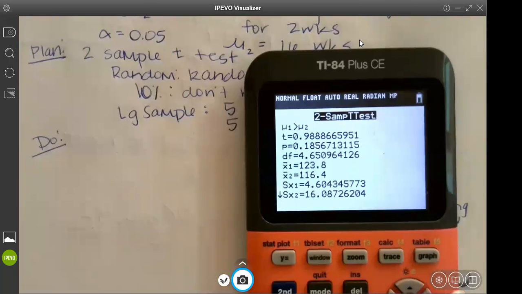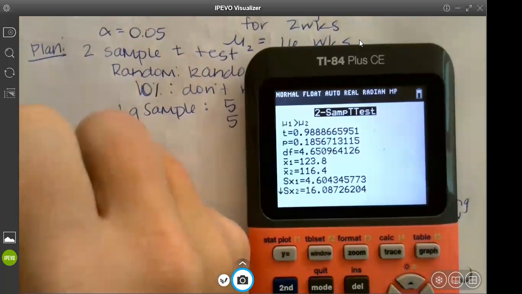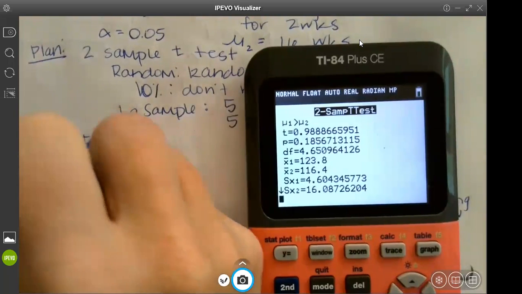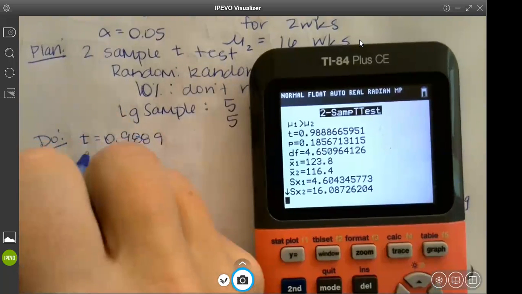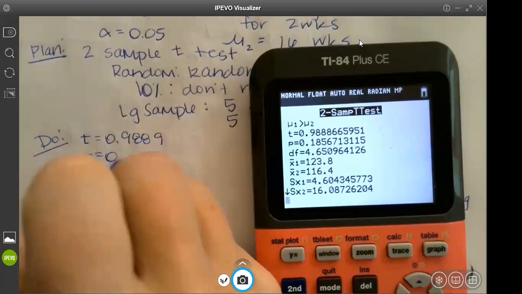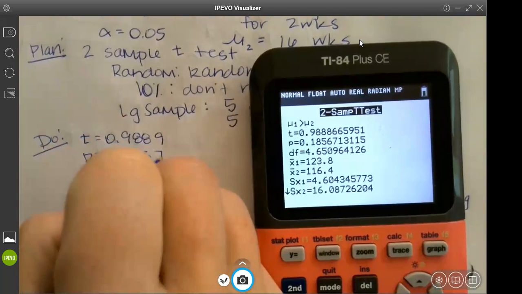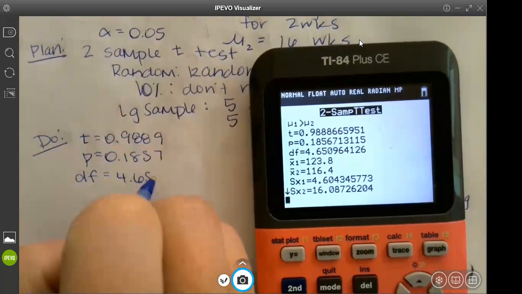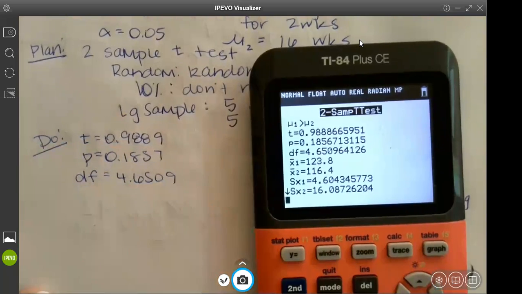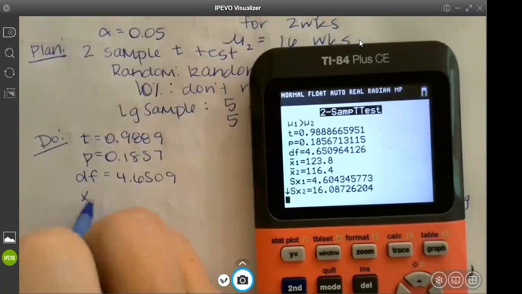Okay, so if you're going to do it in the calculator, remember you can do it by the formula if you want to. You did the formula for 2 chapters, okay? But you don't have to. So we're gonna do T equals 0.9889. Our p-value is 0.1857. Our degrees of freedom are 4.6509. You can put 10, whatever, it doesn't matter.